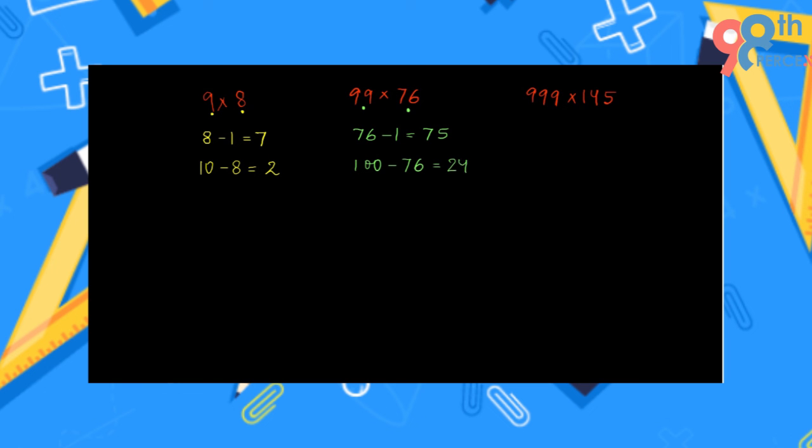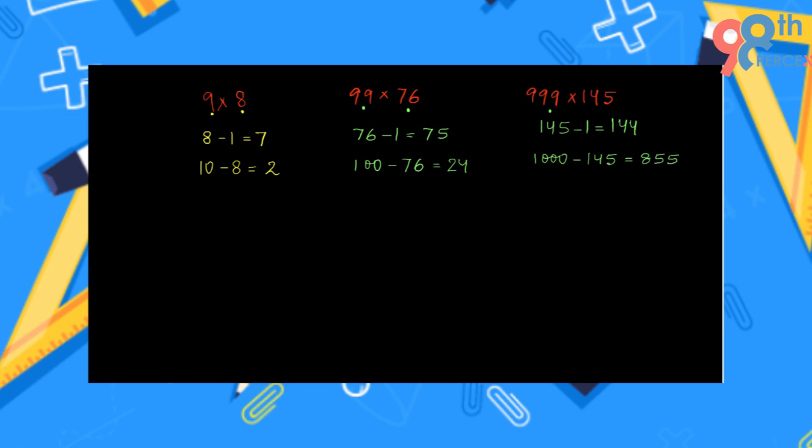And finally for our last multiplication, I'm going to subtract 1 from this 145. I'm going to get 144. Now after that I'll raise this 999 by 1, making it 1000. Now 1000 minus 145 is equal to 855.